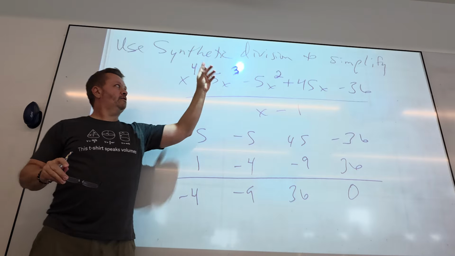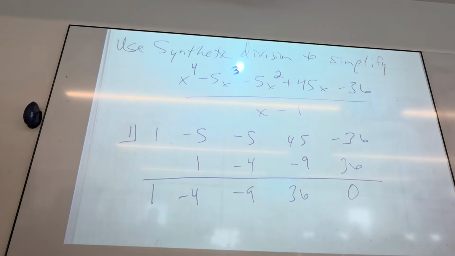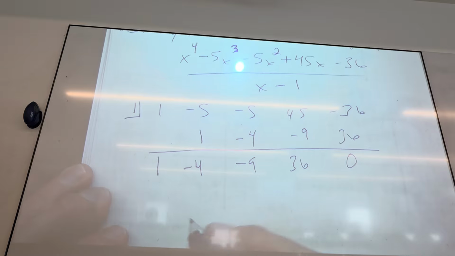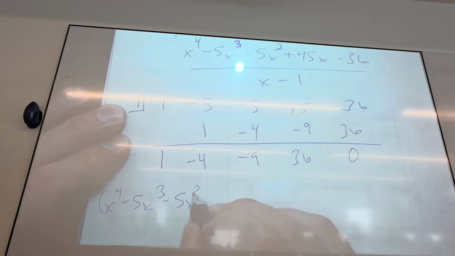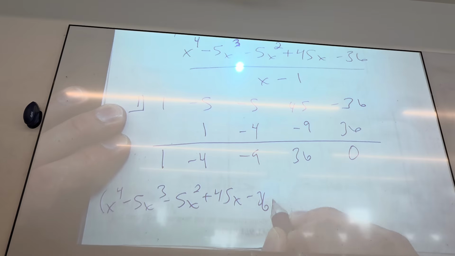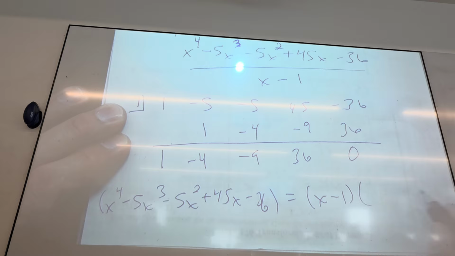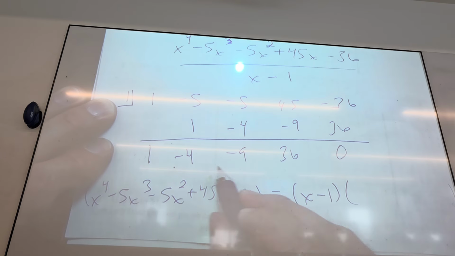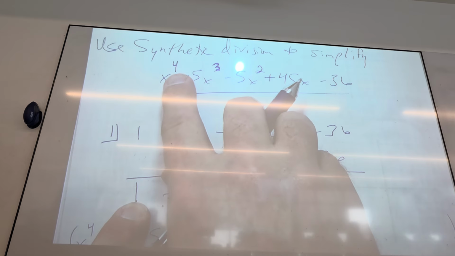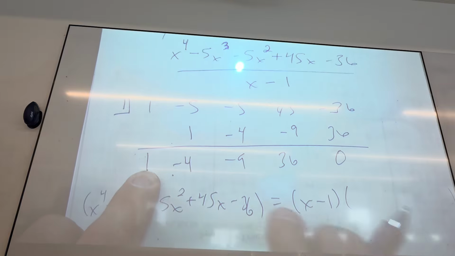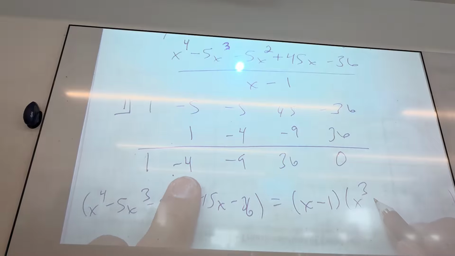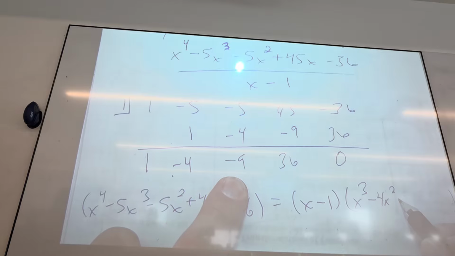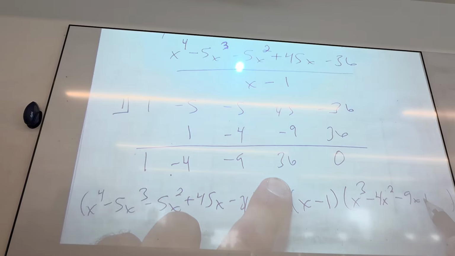Can you write this in more factored form? It's not finished yet, but I've got this. And we know it equals this times what? X to the third? Yes. It was 4th power. I divide it by roughly x. I should get x cubed. So that's 1x cubed. Somebody else tell me the next thing. X squared minus 9x plus 36.